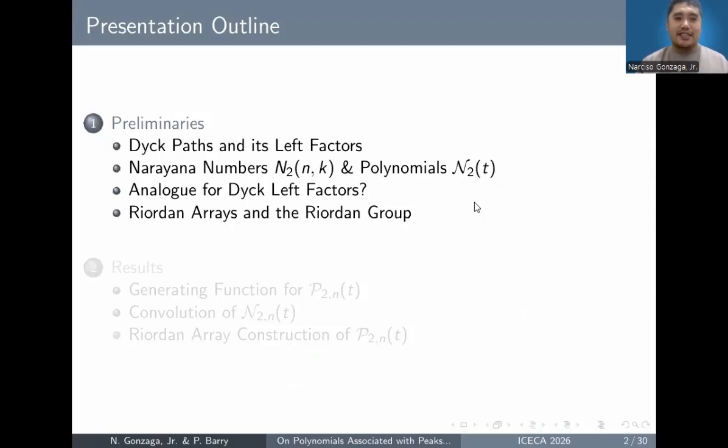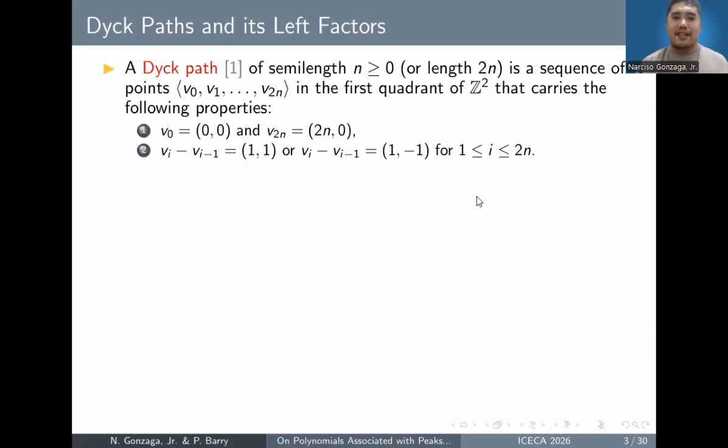We begin this discussion by presenting some preliminary concepts related to the research. First, we have Dyck paths and its left factors. So a Dyck path of semi-length n or length 2n is a sequence of 2n plus 1 points in the first quadrant of the integer lattice Z2 that carries the following properties. First, the initial point is at the origin, while the terminal point is somewhere along the positive x-axis. While if you select two consecutive points, then they exhibit a specific step being used.